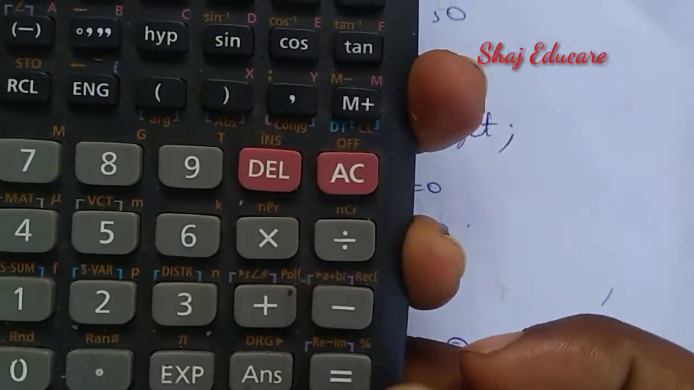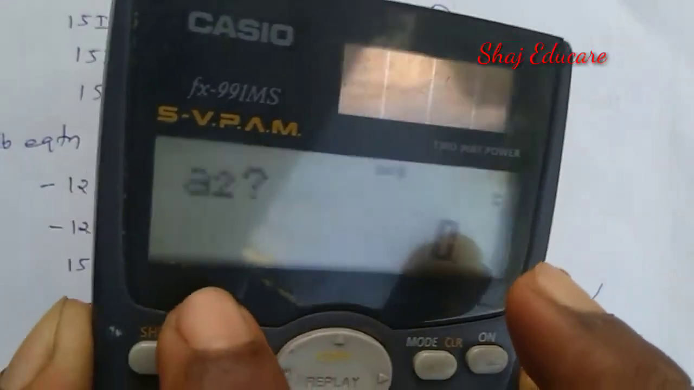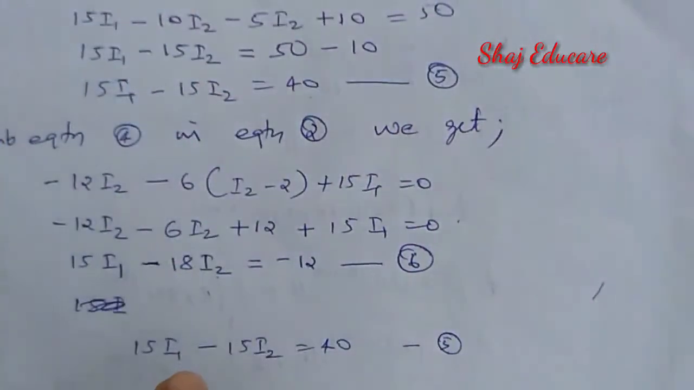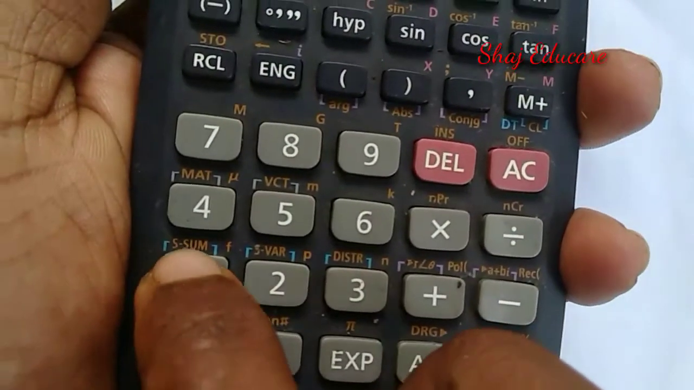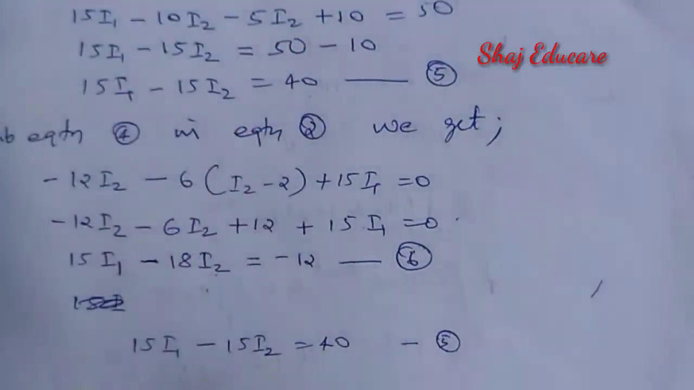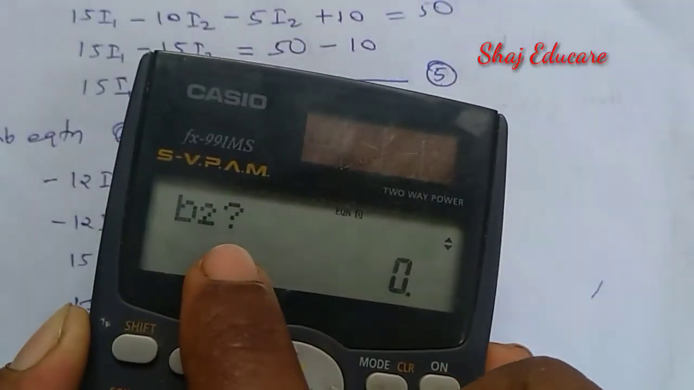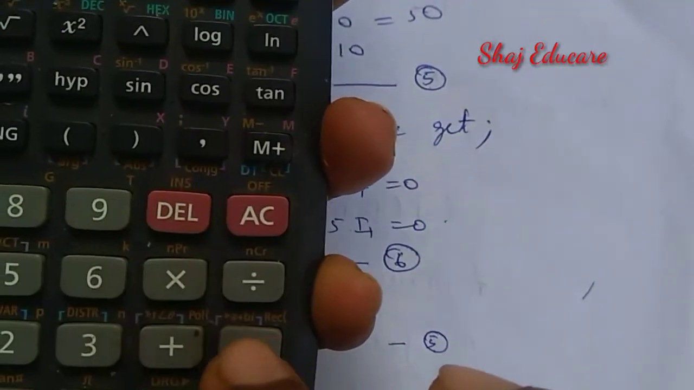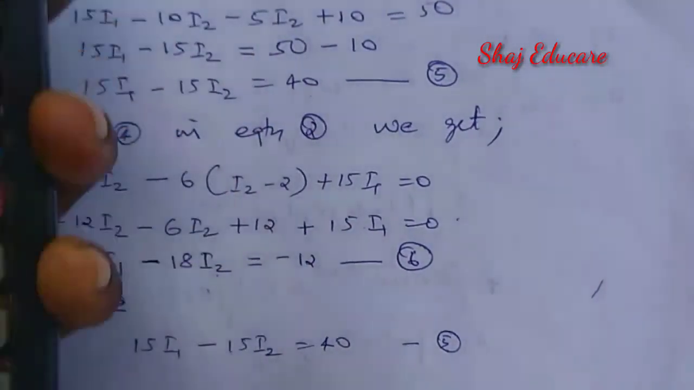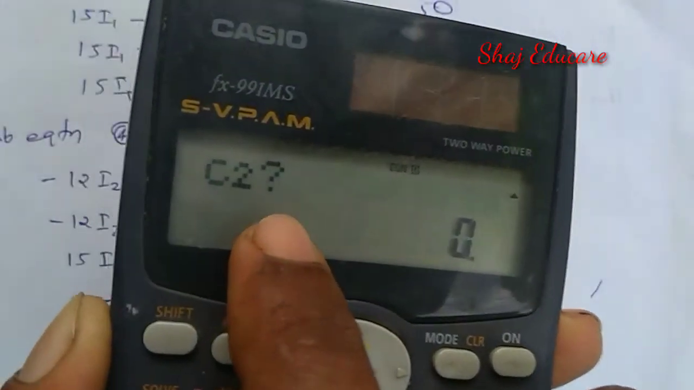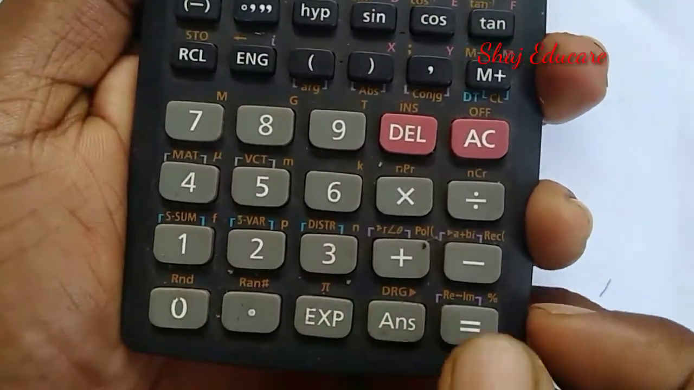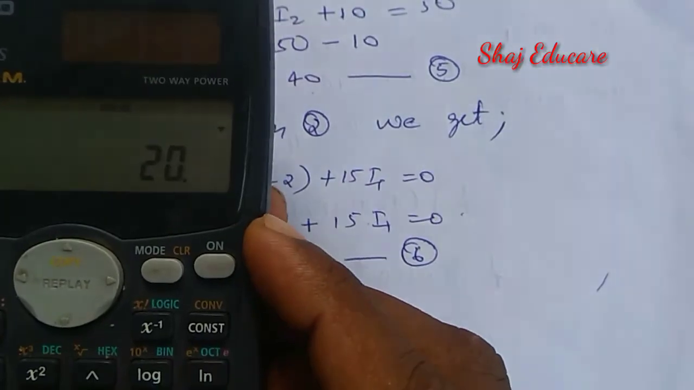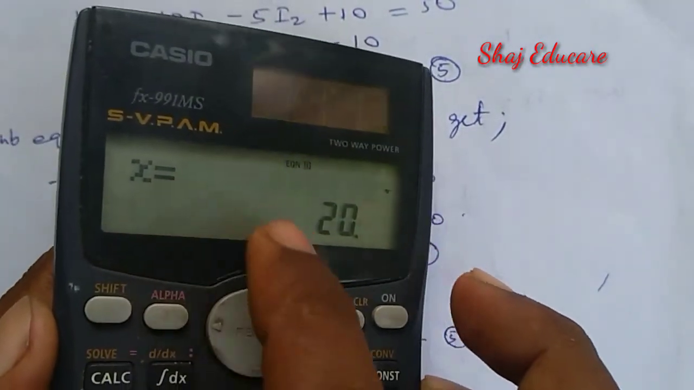Minus 12, equals. Then it asks to enter A2. A2 is the first constant in equation 2, that is 15. Press 15, equal. Then we have to enter B2, which is minus 15. Press minus 15, equal. Then at last it asks to enter C2, which is 40. Press 40, equal. Then we are getting the solution as x equal to 20.